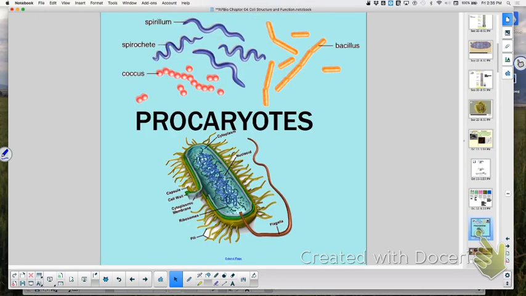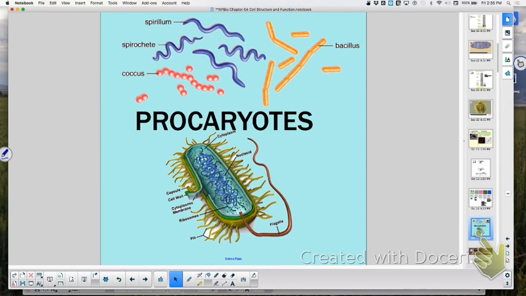Okay, that leads us up to prokaryotes. Let's think about some things we know about prokaryotes. Let's start from the outside and work our way in. What is the outermost layer of a prokaryote called? Starts with a G. Glycocalyx, right? We have a capsule on the outermost part of it.